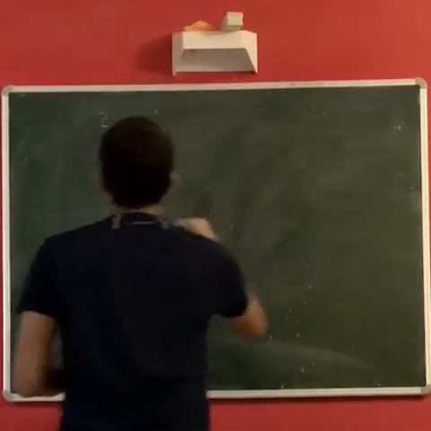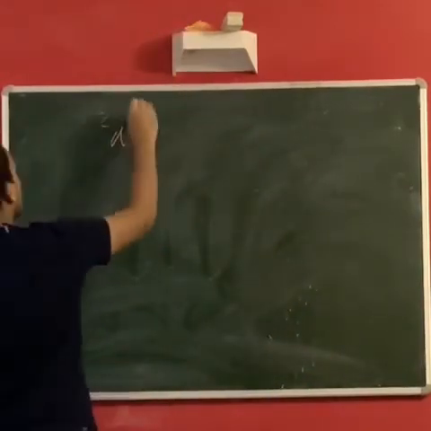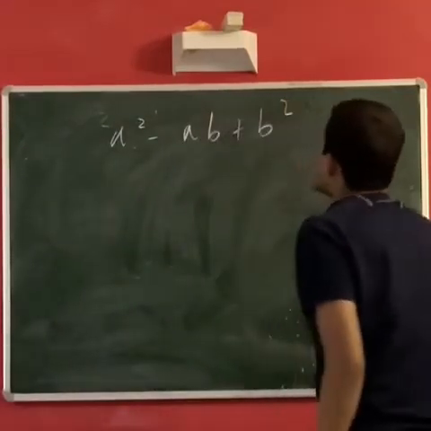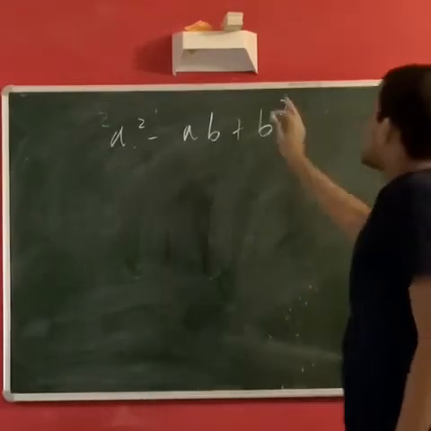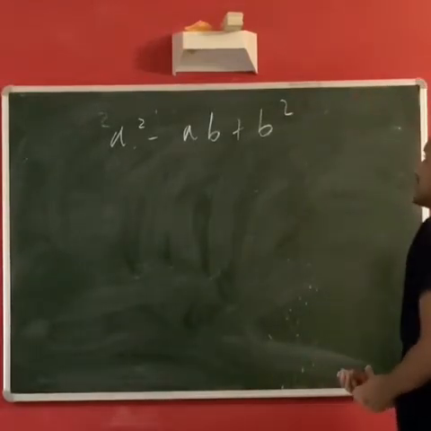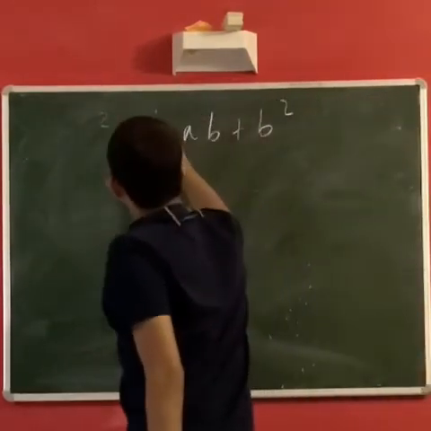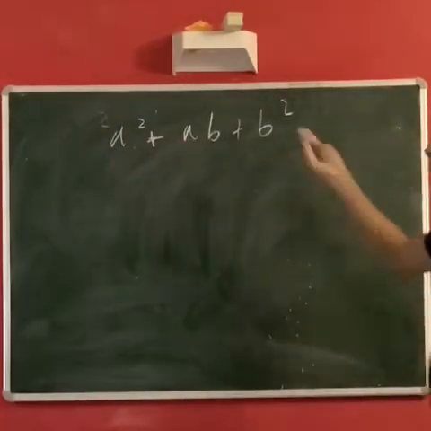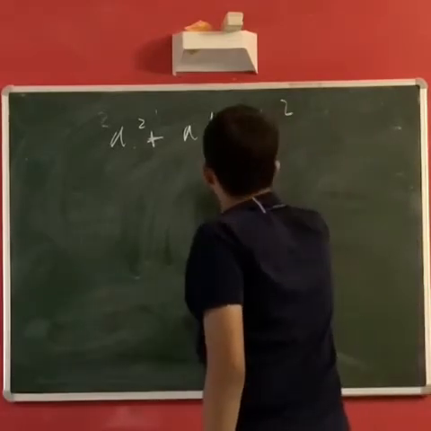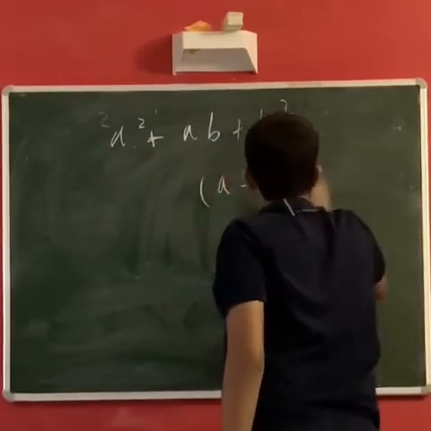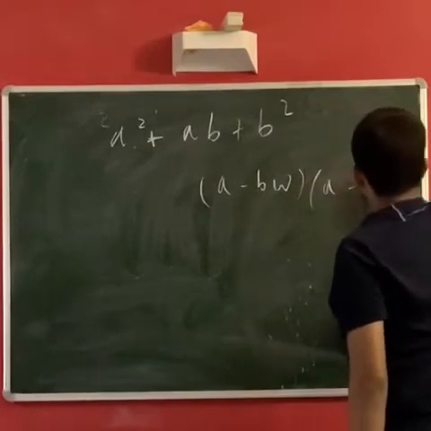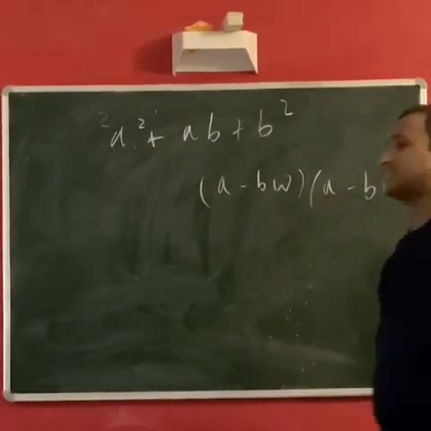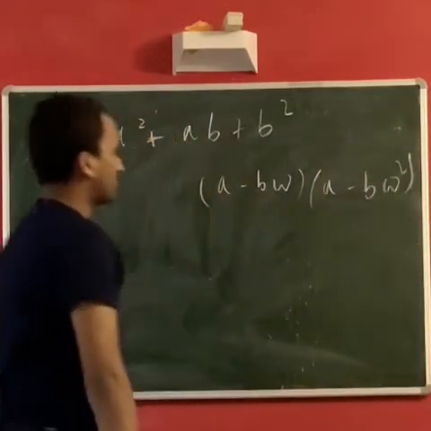Some algebraic identity like, say, a square minus ab plus b square. This is surprisingly simple. Let's say plus: a square plus ab plus b square. The factorization of this is surprisingly simple. It's just a minus b omega times a minus b omega square. Just with this extra omega, we can factorize it into linear factors.